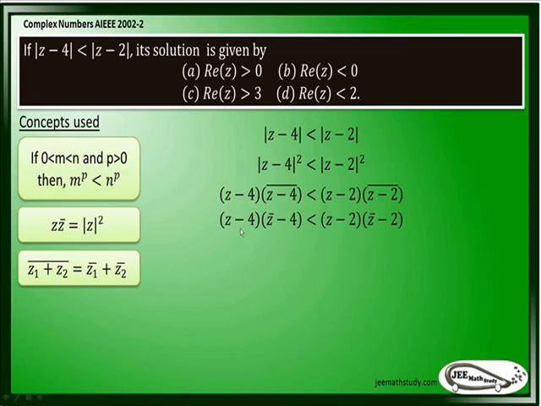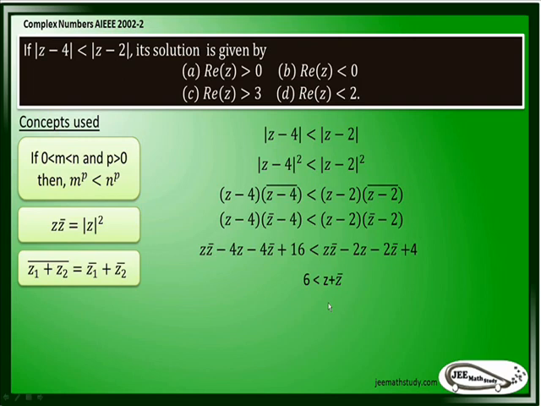Now, simply multiplying both these brackets, we will get this, cancel z bar from both the sides, and taking z and z bar terms on one side and constant terms on the other side, we will get this: z plus z bar is greater than 6.